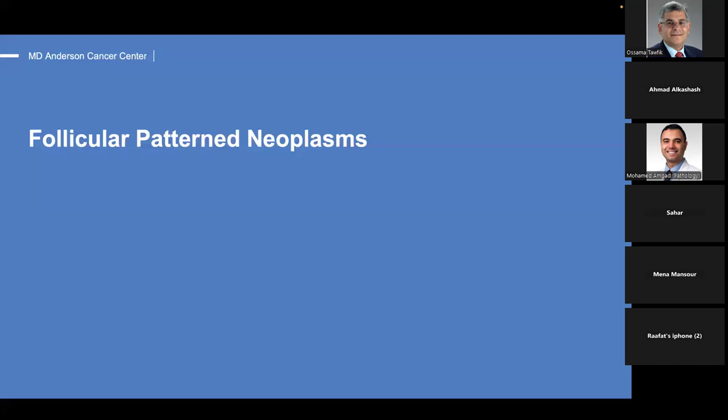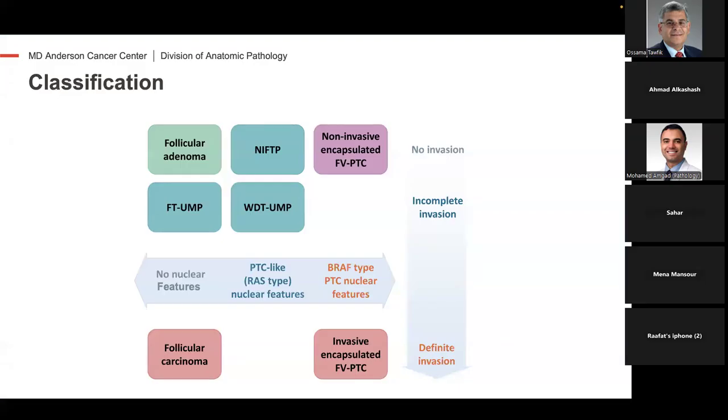So I'm going to give you an idea about, again, the classification and how to reach a diagnosis. And as I said, having a flow chart similar to this, I find this one very helpful. It is very useful to classify your follicular lesion. The main thing you look at is invasion versus PTC nuclear features.